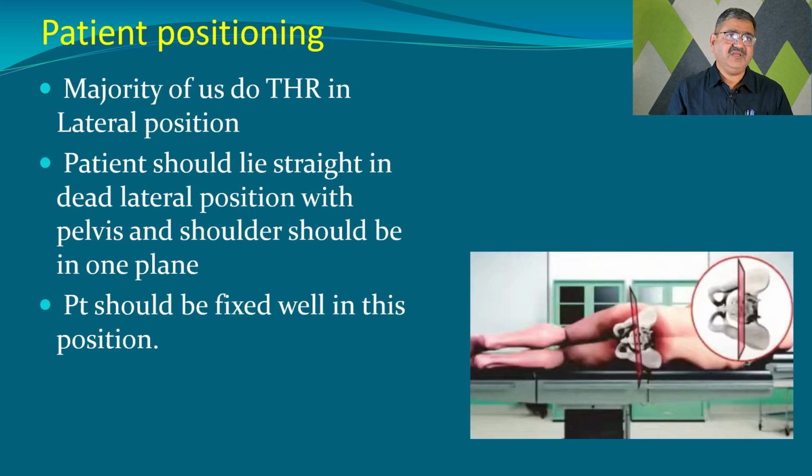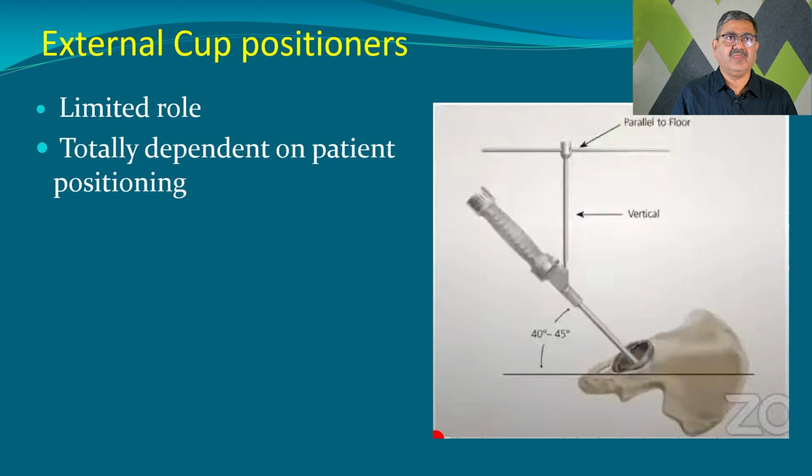For patient positioning, the majority of us do THRs in the lateral position. The patient should lie straight in the dead lateral position with the pelvis and shoulder in one plane. The patient should be fixed well in this position. External positioners have limited roles and totally depend on the patient positioning.